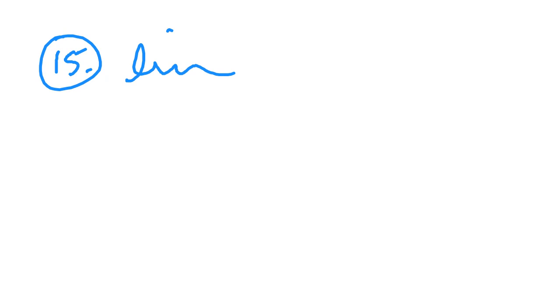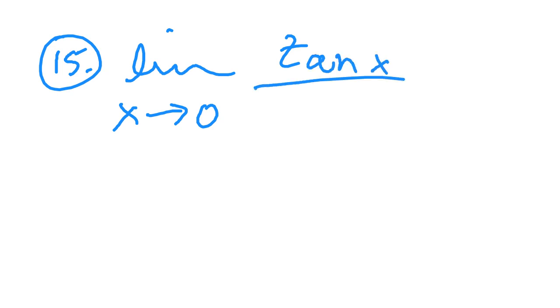Let's look at number 15. So number 15, once again, I want you to try these on your own before you continue watching the video, because everything's easy if I'm doing it, but we want you to be able to do it. So now I've got the limit as x approaches 0 of tangent x over 2x.